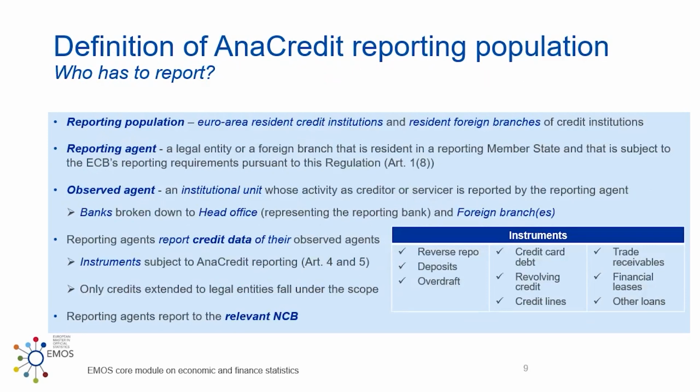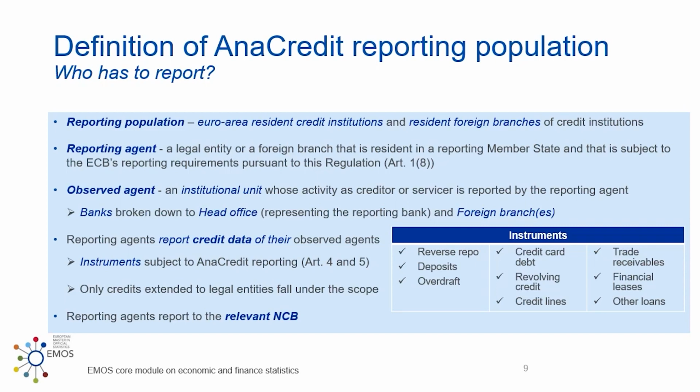The entities that are subject to the reporting requirements are credit institutions resident in a euro area member state and, in some cases, foreign branches of credit institutions. The regulation considers these entities to be reporting agents. Each reporting agent must report granular credit data relating to credits granted or serviced by either the domestic part of the reporting agent or any foreign branch controlled by the reporting agent. The regulation refers to these entities as observed agents. These entities are the so-called institutional units which form parts of the reporting agent.